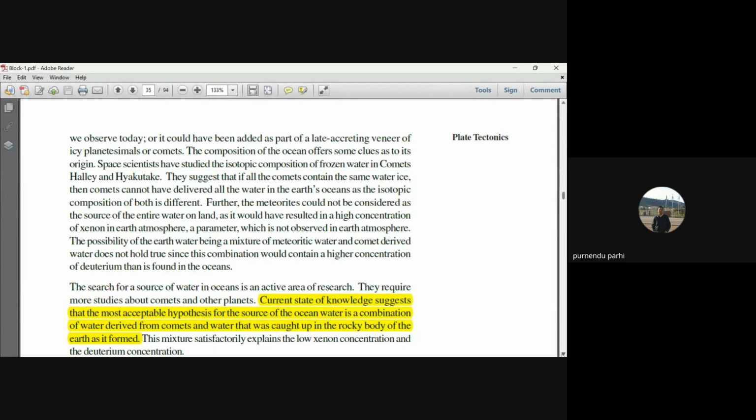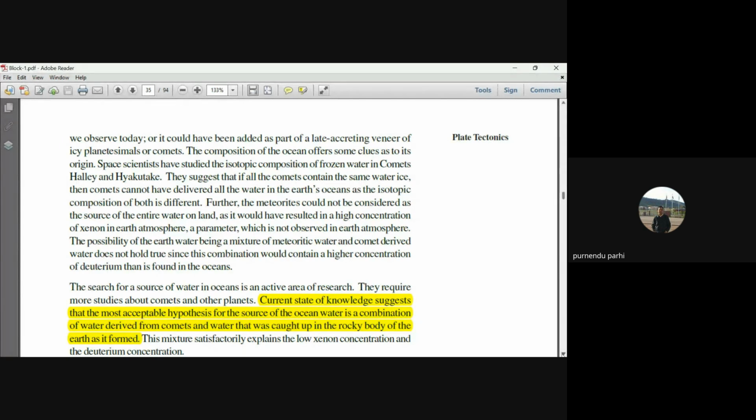The composition of the ocean offers some clues as to its origin. Space scientists have studied the isotopic composition of frozen water in comets Halley and Hyakutake. They suggest that if all the comets contain the same water ice, then comets cannot have delivered all the water in the Earth ocean, as the isotopic composition of both is different. Further, the meteorites could not be considered as the source of the entire water on land, as it would have resulted in a high concentration of xenon in Earth atmosphere.